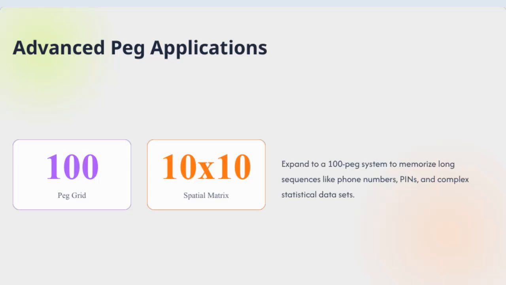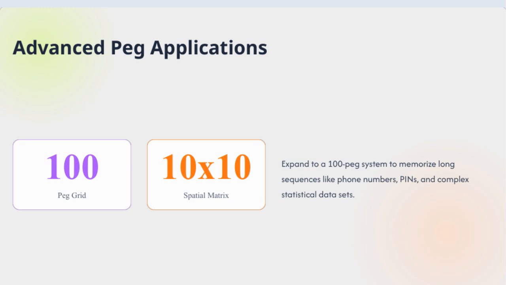Now, let's explore how we can expand our system to a 100 PEG setup, which is incredibly useful for memorizing longer sequences like phone numbers, pins, or even complex statistical datasets. This involves using a spatial matrix, specifically a 10 by 10 grid, which gives us 100 unique pegs. The idea is that by increasing the number of pegs, we vastly improve our capacity to encode and recall more detailed information. Think of the 10x10 peg grid as a powerful tool for organizing and linking larger chunks of data in a way that's both visual and memorable.